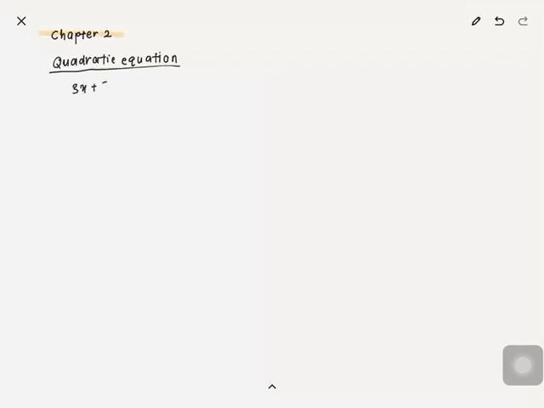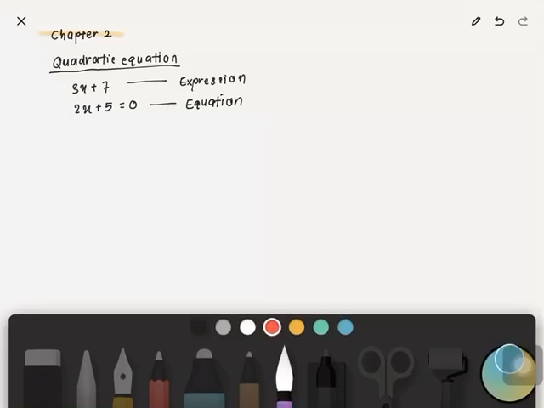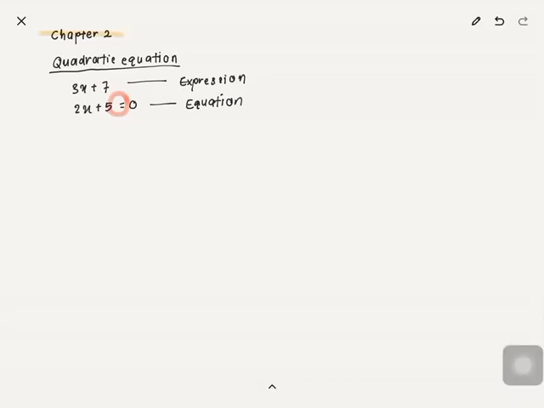So for example, if there are two things here, the first one here would be an expression. So why is this an expression and why is the second one an equation? It all comes down to the equal sign. As you can see here, in the second equation we have an equal sign, so it's called an equation. But the first one would be an expression. And the second one is a linear equation. The reason why it's linear is because x, there's no power to x, there's only x.